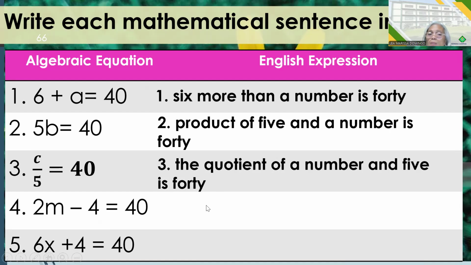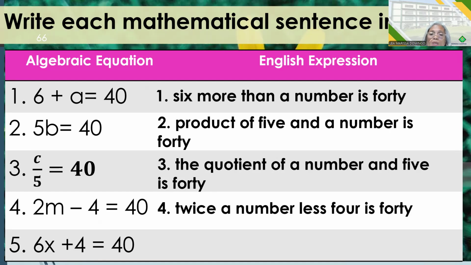Number 4, 2m minus 4 is equal to 40. So twice a number m less 4 is 40. The variable m represents the number. So twice a number less 4 is 40.